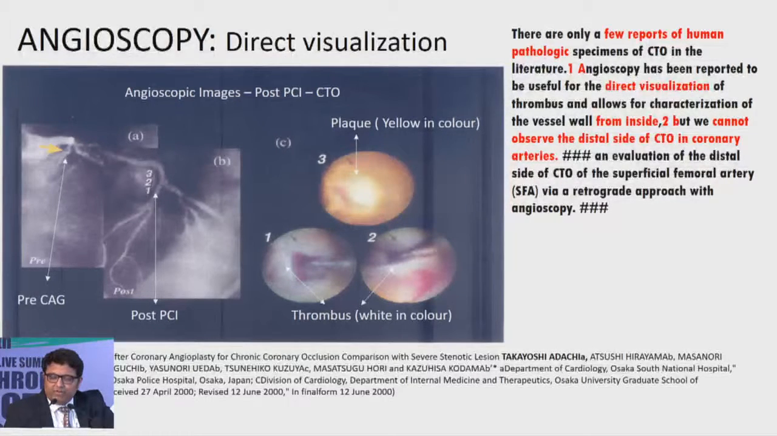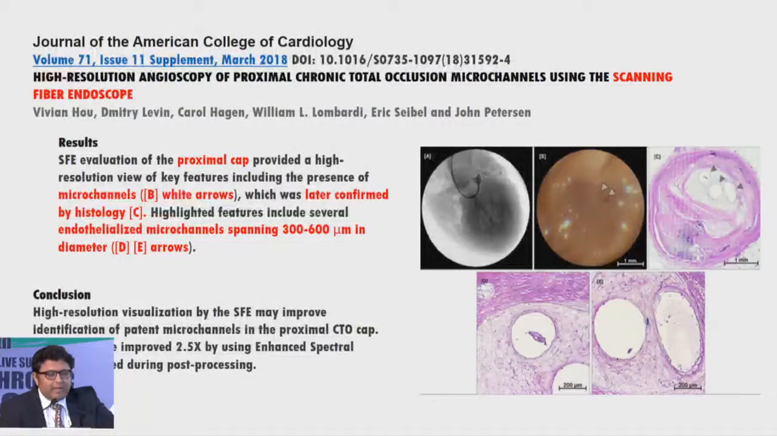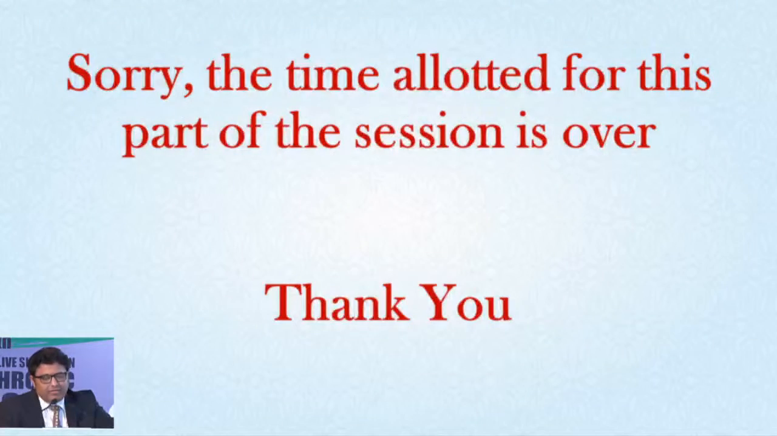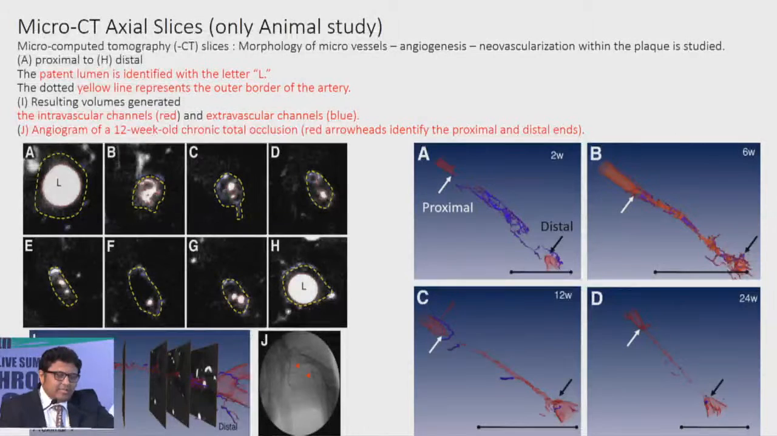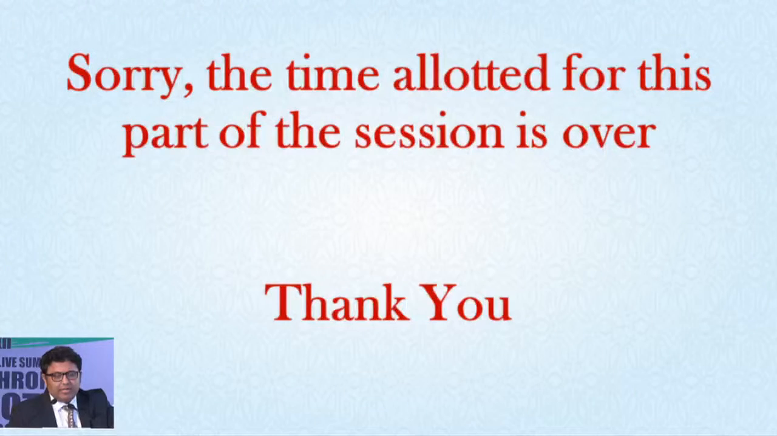But in peripheral vessel disease, they have tried to see the distal cap also for a retrograde approach. Very limited reports are there. Then we have high resolution angioscopy with scanning fiber endoscope, which showed the proximal cap. And it showed that microchannels can be seen, and we can go through it. Micro CT axial slices, it's only an animal study.